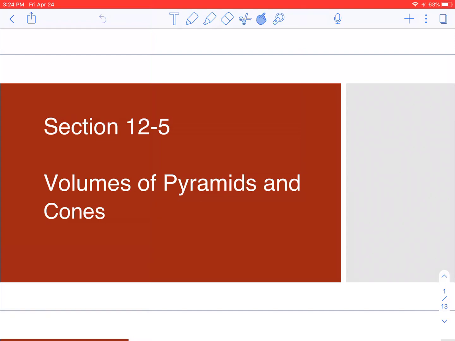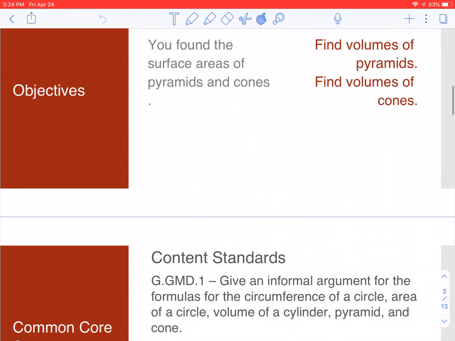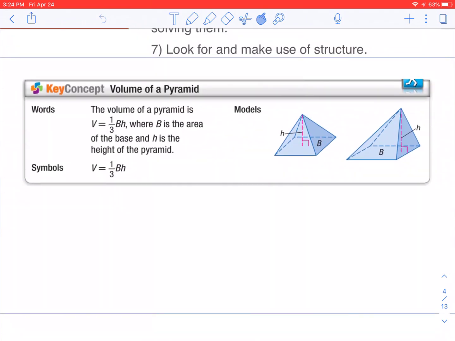Okay, now we're on section 12.5, volumes of pyramids and cones. Here's our formula. Volume equals 1/3 base times height. Area of the base times the height. Okay, so the area of the base is pretty simple. It's going to be a square.